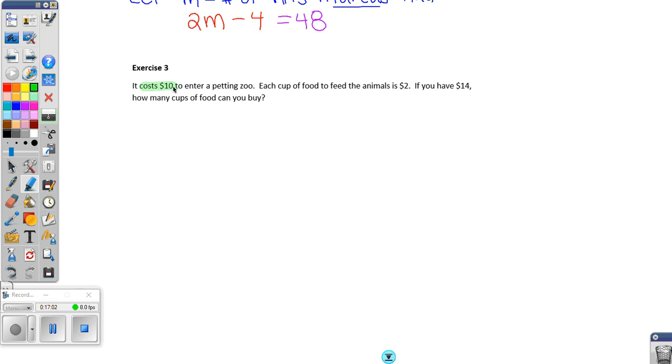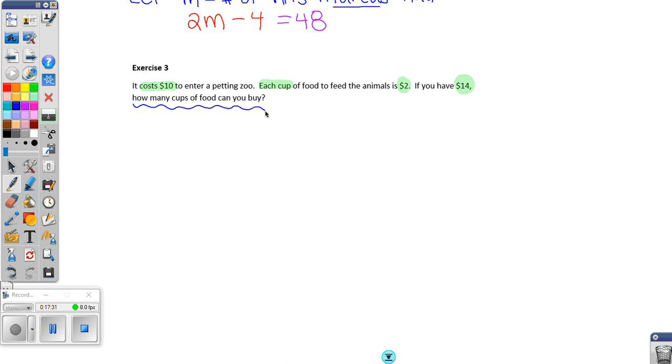It says each cup of food to feed the animals is $2. So that means that if you want to pay for food, 1 cup is $2. And if you want more cups, they're going to keep charging you another $2. And that's a price that they'll keep adding $2 over and over again until you are not interested in paying anymore. Okay, so it says if you have $14 to spend, how many cups of food can you buy?